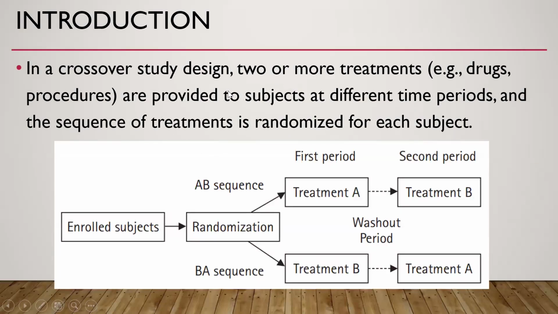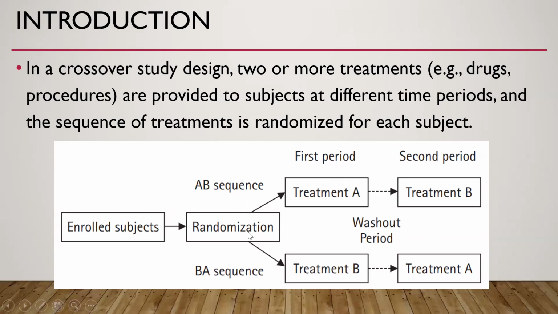So in a crossover study design, two or more treatments are provided to subjects at different time periods, and the sequence of treatments is randomized for each subject. So let us say we have two sequences. First is the AB sequence, where the capital letters A and B denote treatments. In the first sequence, the order is treatment A in the first period and treatment B in the second period. In the second sequence, the BA sequence, it is treatment B in the first period and treatment A in the second period. And in between these two periods, there is a washout period.